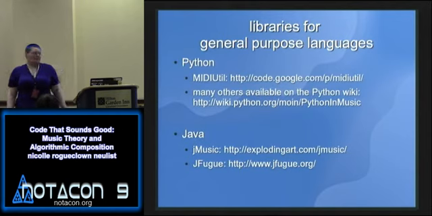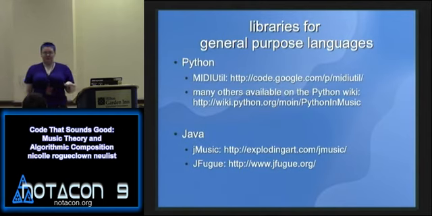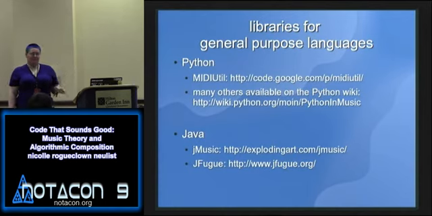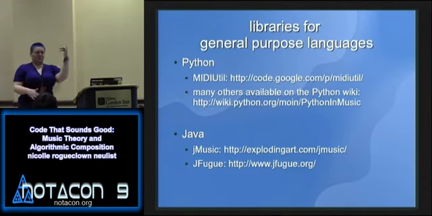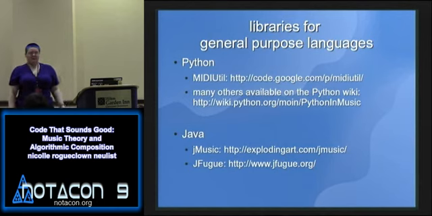Also, you can use a library for general purpose languages. For Python, I mentioned MIDIUtil specifically because that is the library that my snippets of code are going to use. There's a huge long list of MIDI libraries and algorithmic composition libraries for Python. So, if you don't like MIDIUtil, if you look at my code and think, what in the world? Play around with other libraries.